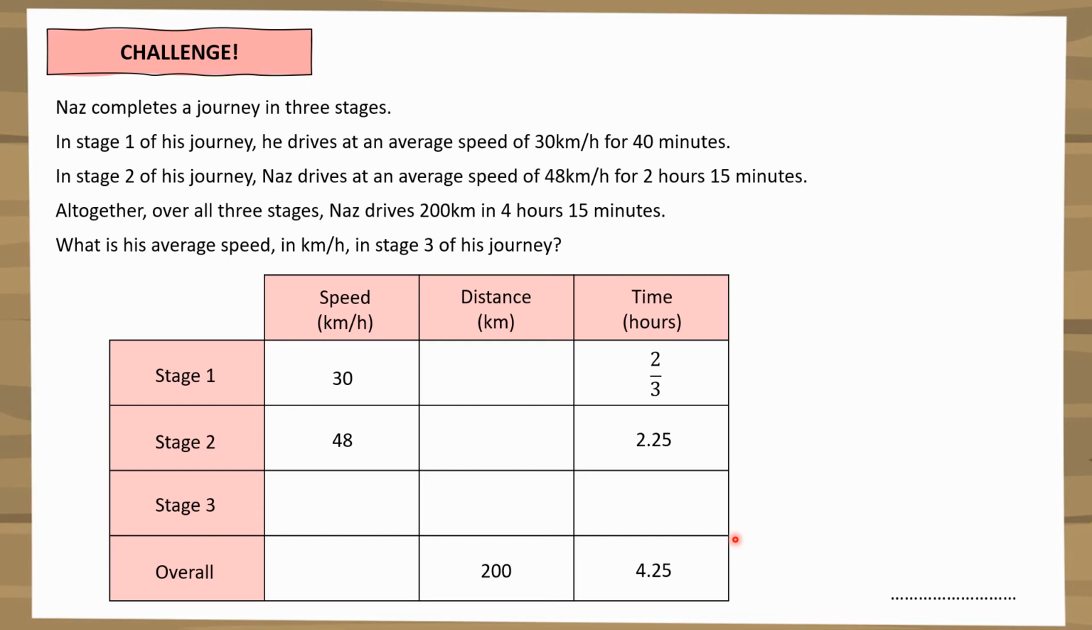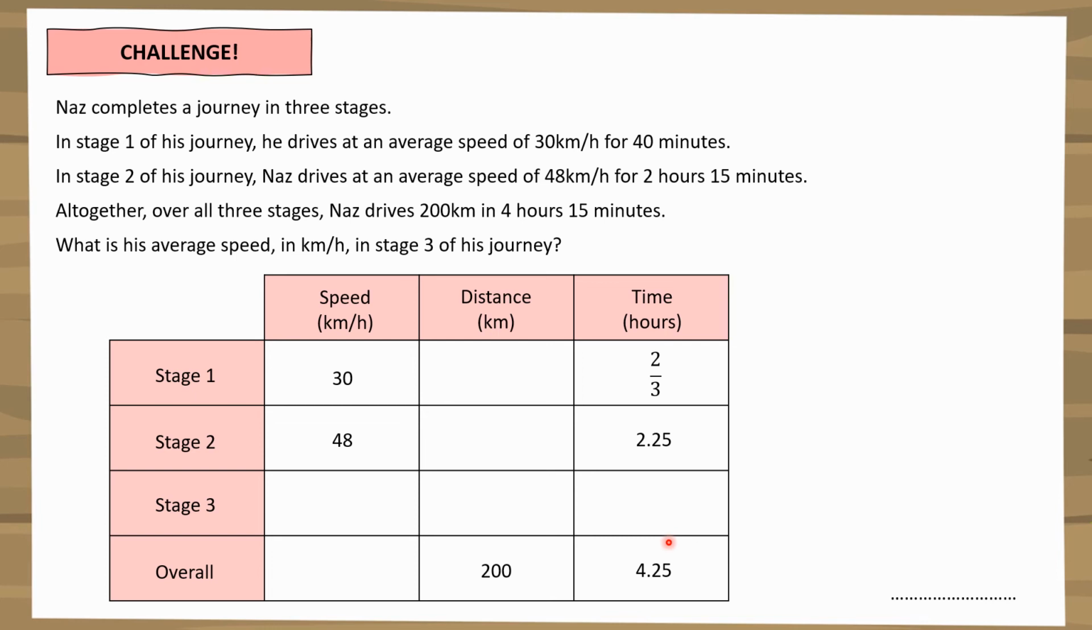What is his average speed in kilometers per hour in stage 3 of his journey? So I'm wanting to know what is in this box here. So if I want speed for stage 3, then I need to do distance divided by time. So I need these 2 boxes here first. So there's something I can work out first actually. If I know that the overall time is 4.25 and I have these here, that stage 1 and stage 2 was 2/3 and 2.25, then I can work out the time for stage 3.